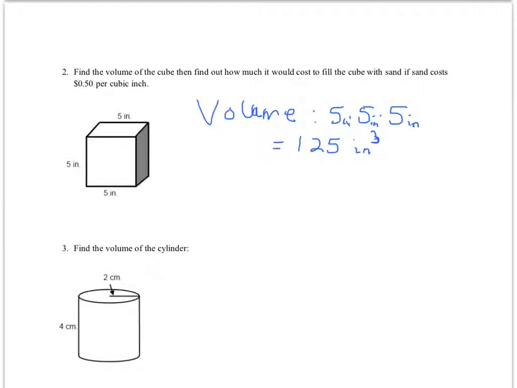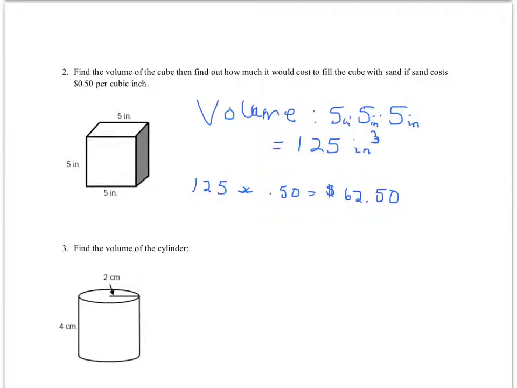But then they are asking me what the cost would be, and all I would have to do is take 125 and multiply it by 50 cents. So the total cost will be $62.50 to fill this particular cube with sand. It's probably not going to cost that much, because if sand costs that much per cubic inch, we're in big trouble.